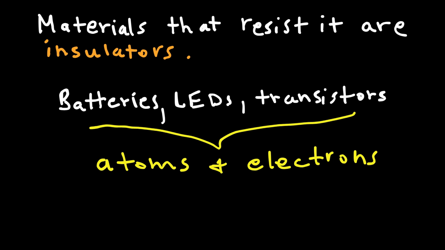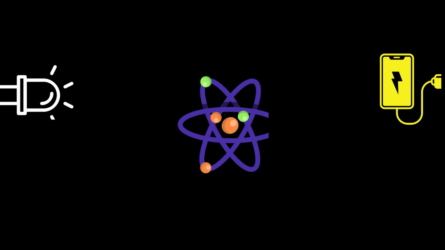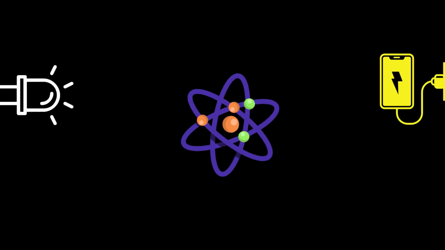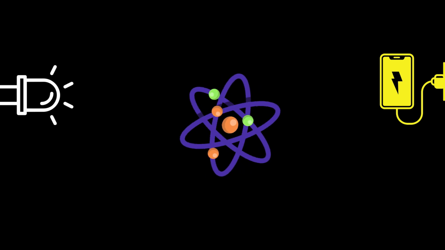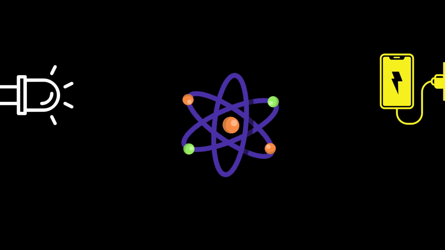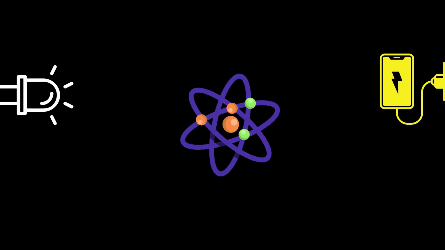The atom might be small, but its role in electronics is massive. So next time you see a blinking LED or a phone charging, just remember it's all thanks to the electrons dancing from atom to atom.